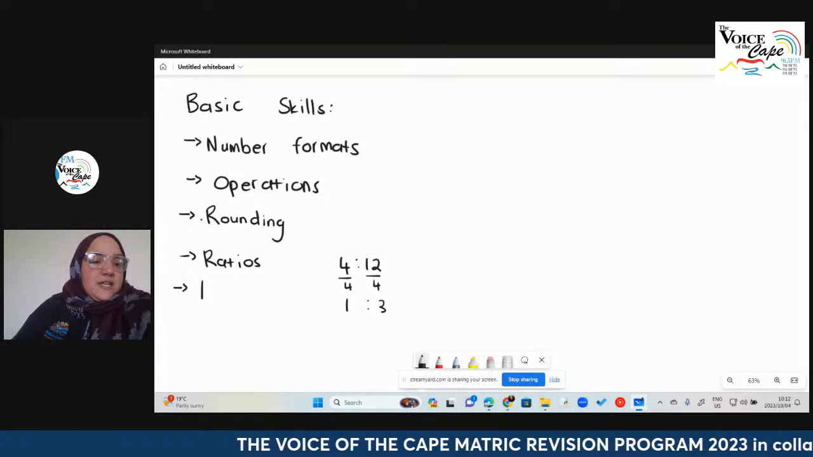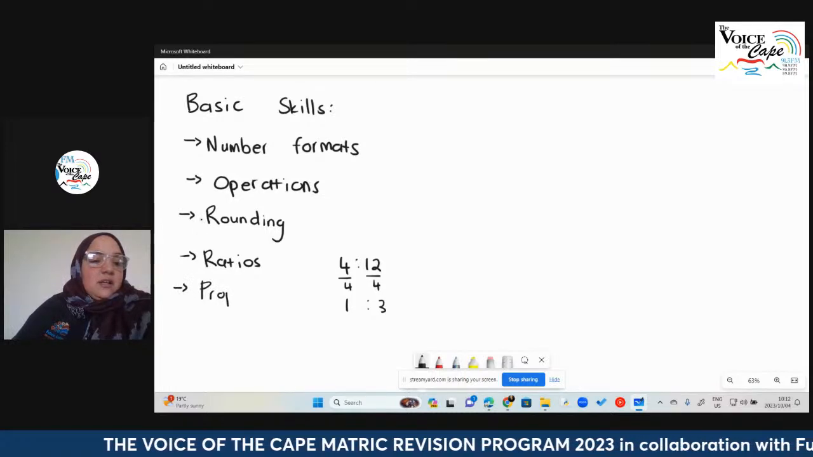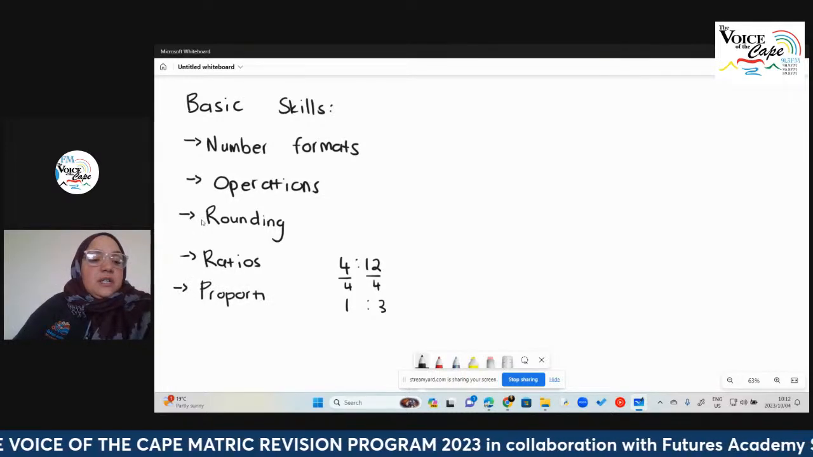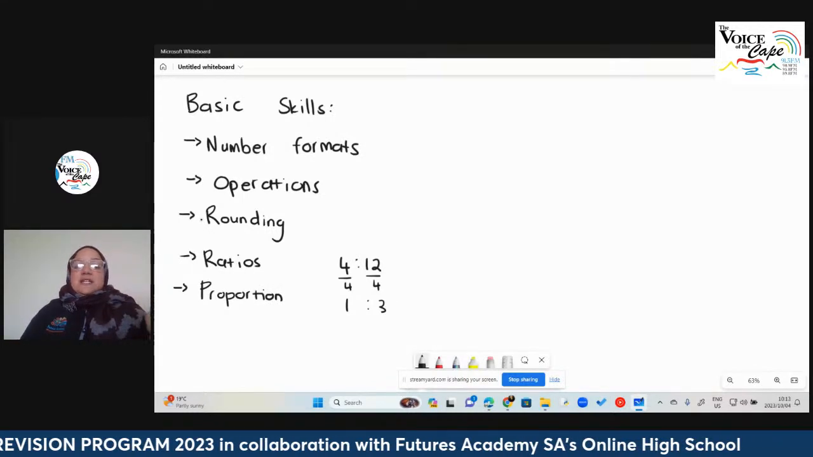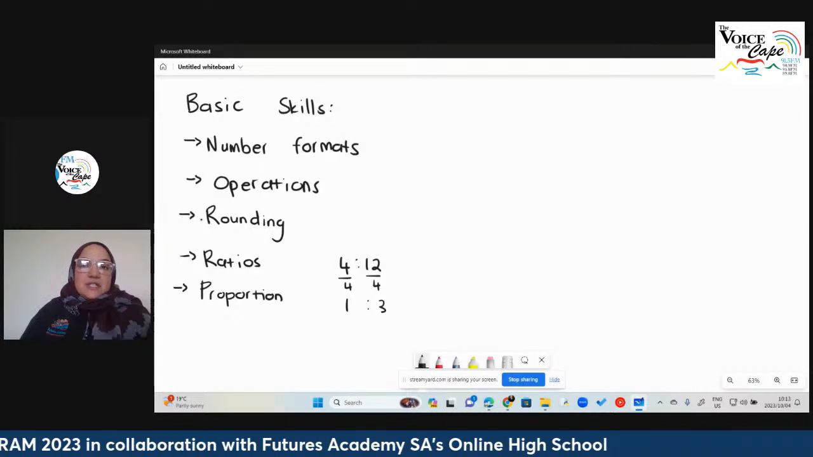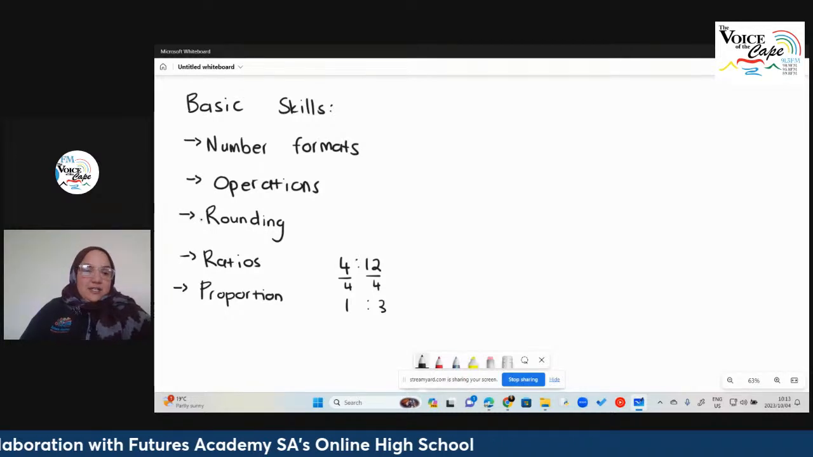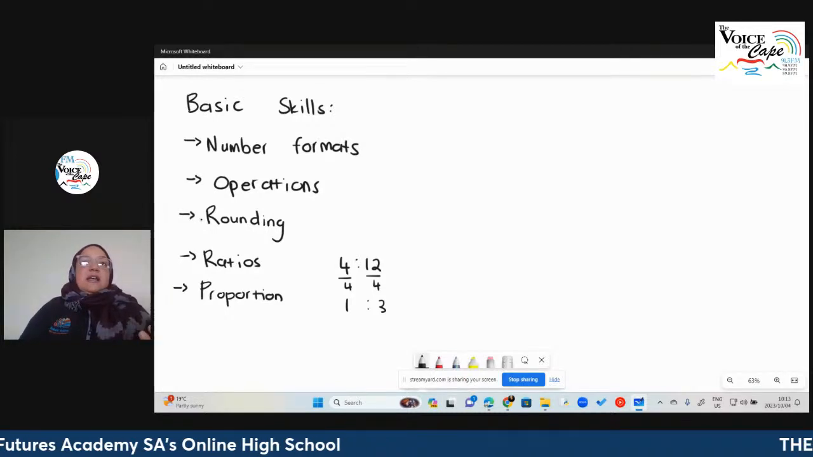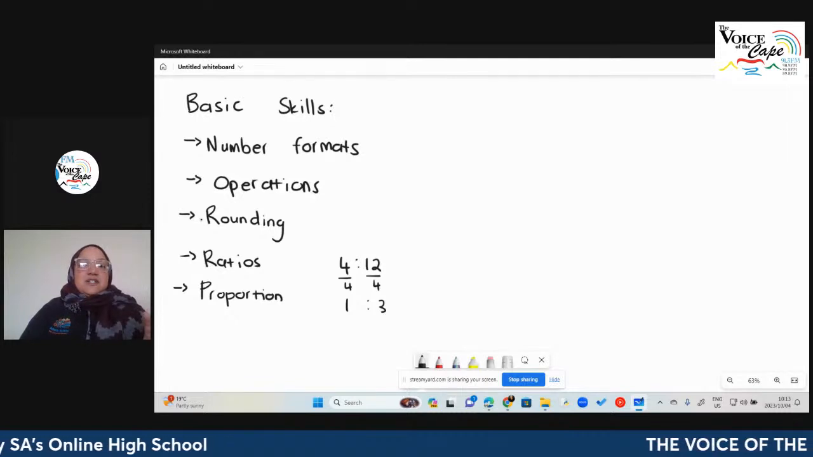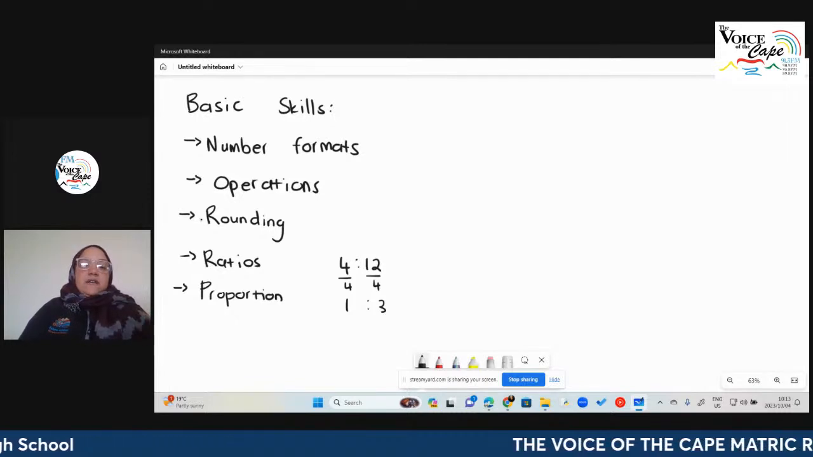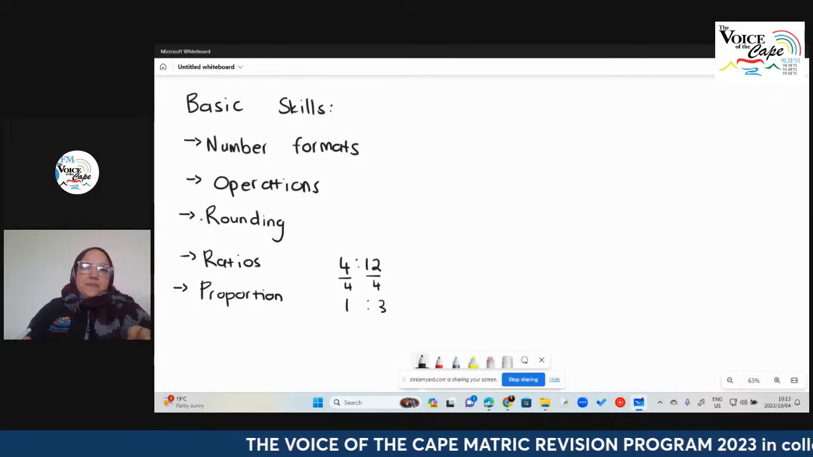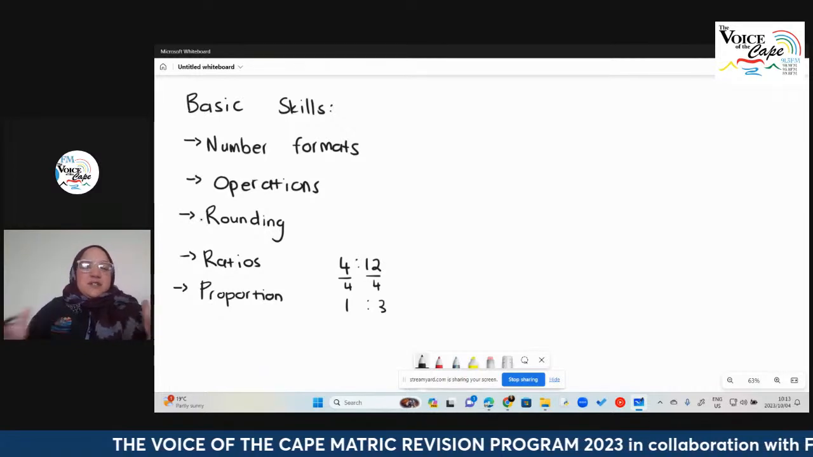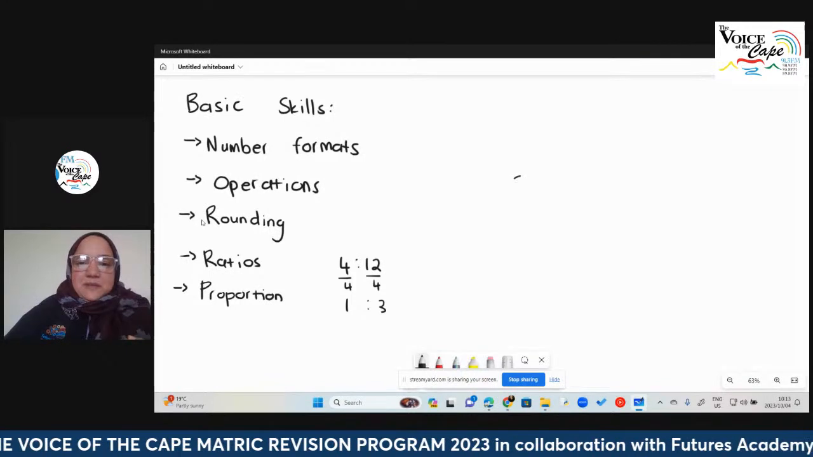The next thing is proportion, and we use proportion in a lot of different aspects in Maths Lit. You use it when you're doing speed, distance, and time calculations, sometimes with finance calculations. And this is basically just saying if this person gets, so let's use speed, distance, and time, okay?